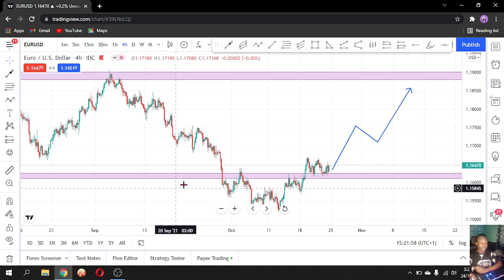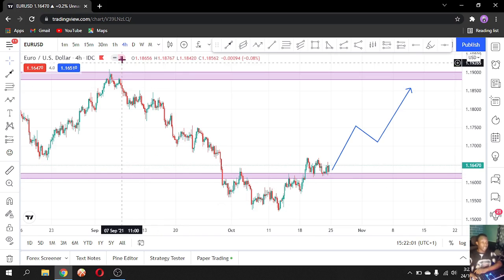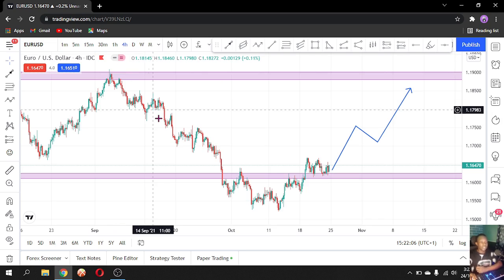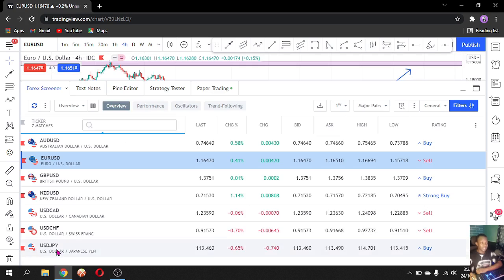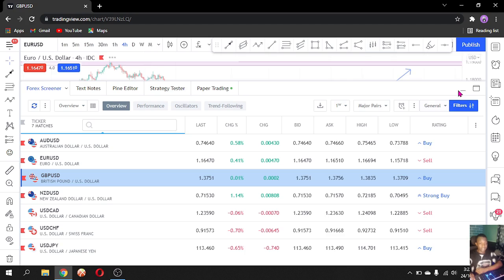If you get a buy setup, go for it. But if it doesn't give you a buy setup, do not jump into the market right away. Always wait for your signals before clicking a trade. The next is GBP USD.